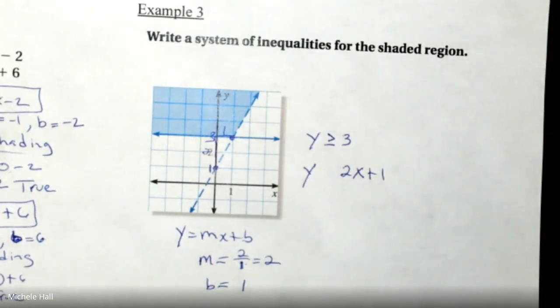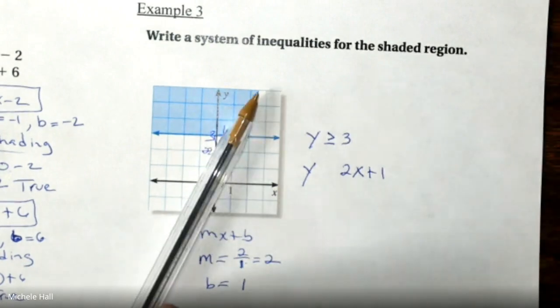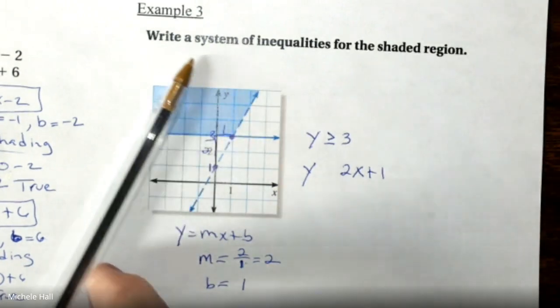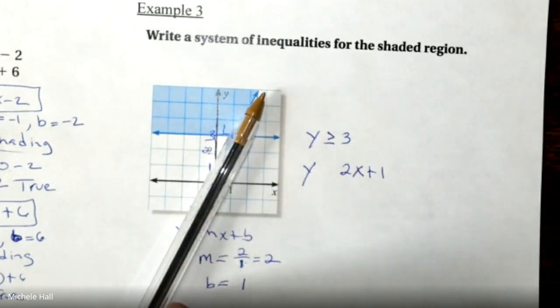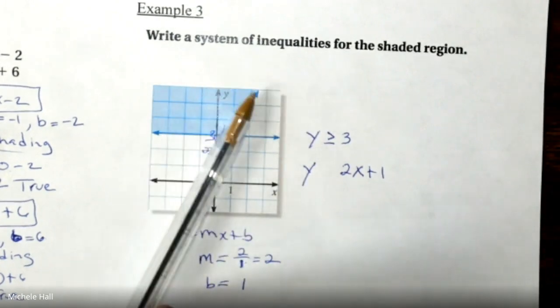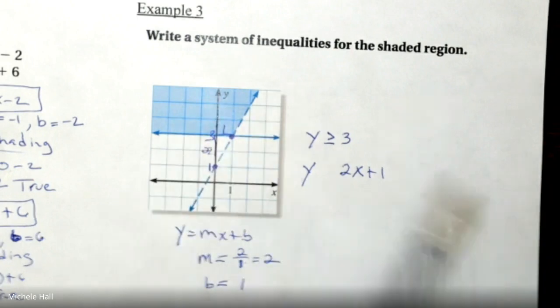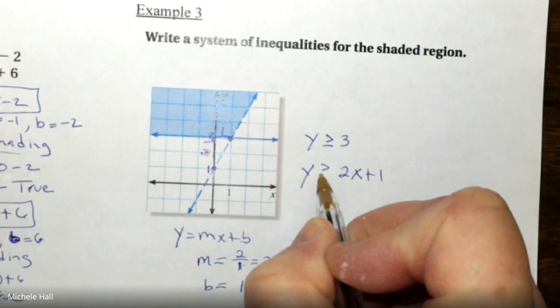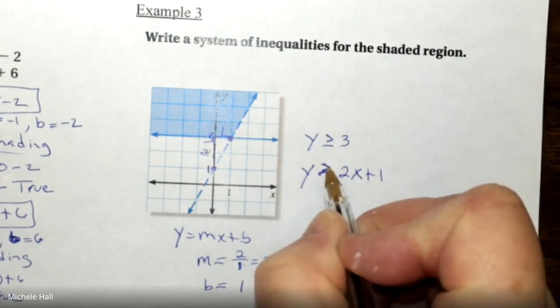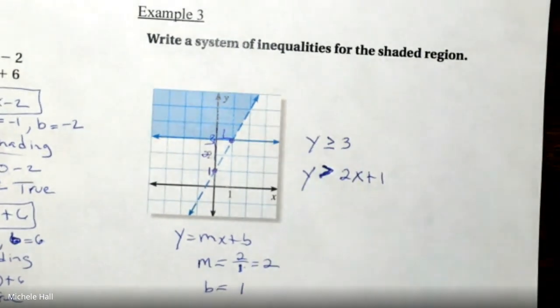I just need to see where it's shaded. Y is greater than the line, or y is less than the line. I would say y is greater than. It's been shaded on top. Y is greater than or equal to, nope, just greater than. Y is greater than, because of the dotted line, 2x plus 1.